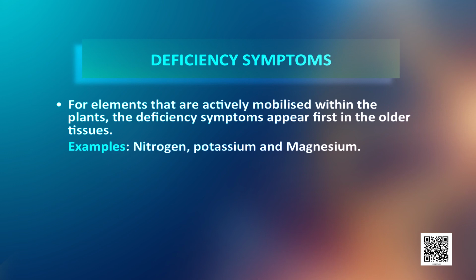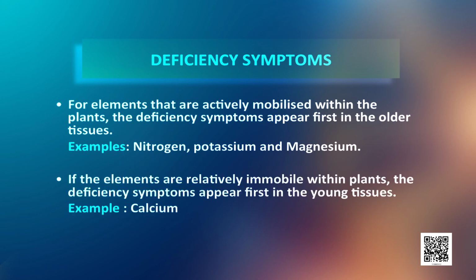Examples of this category are nitrogen, potassium and magnesium. The opposite scenario will occur if the elements are relatively immobile. Young tissues, as they are actively dividing, require essential elements in large amount. But since the element is immobile, it cannot move from the older plant parts to the younger tissue. Thus, deficiency symptoms appear first in the young tissue. Example of this category is calcium.